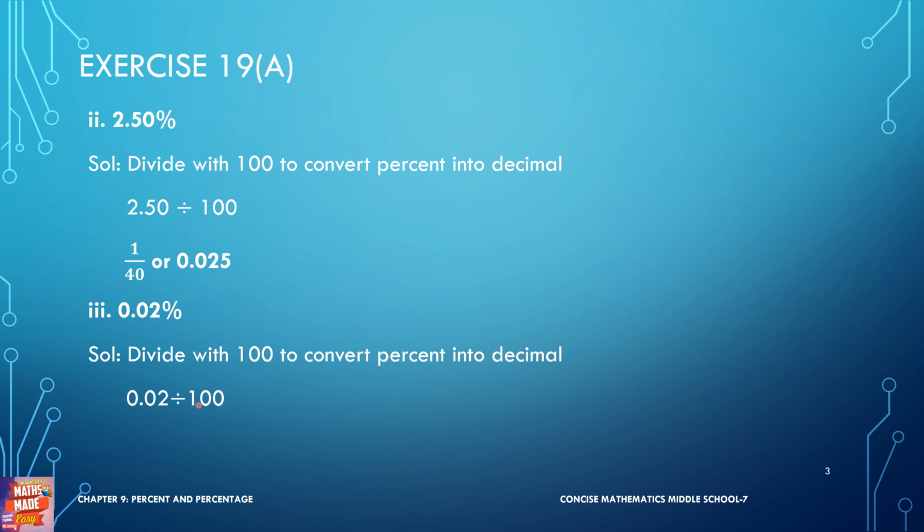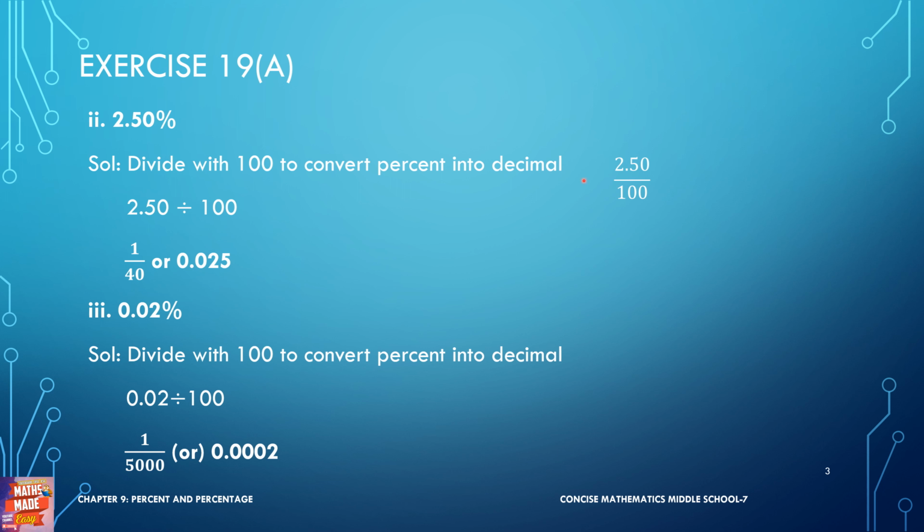You have to move, since it is division, you have to move the decimal points towards the left side. So it will become 0.0002. And how did you get this? 1 by 5000. Now I will explain both. How did I get this 1 by 40 and how did I get this 1 by 5000?